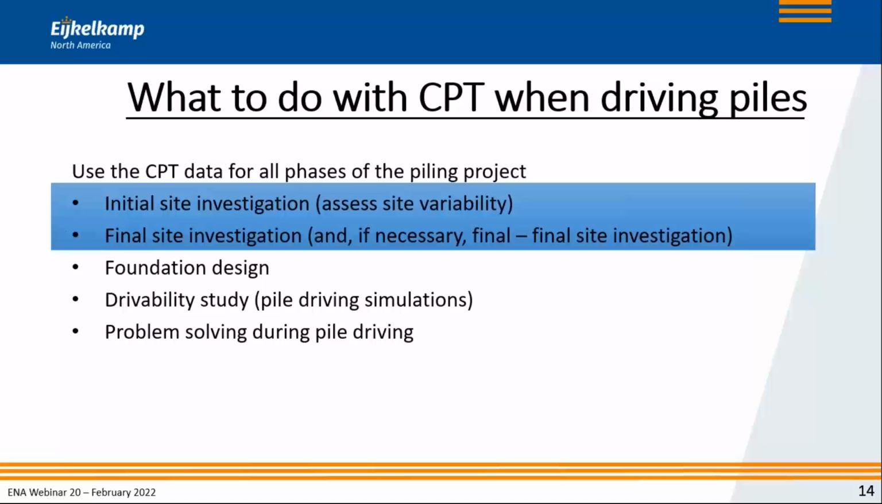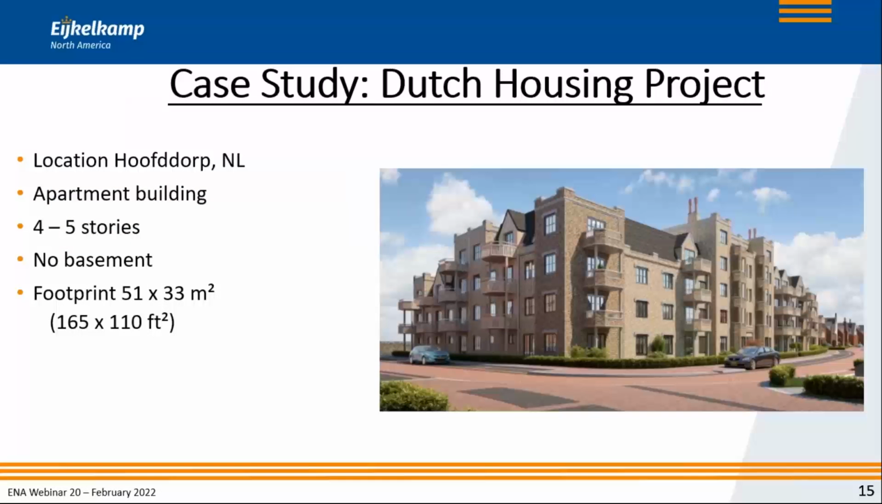So let's start with the first part. You've identified a job site. You know roughly what you're going to design there, what you're going to build there, and we need to start doing a site investigation. I want to illustrate that by a project that was performed in the Netherlands, an apartment building that you see there, at least an illustration of that building, about 4 to 5 stories, no basement, and a footprint of about 160 by 110 square foot.